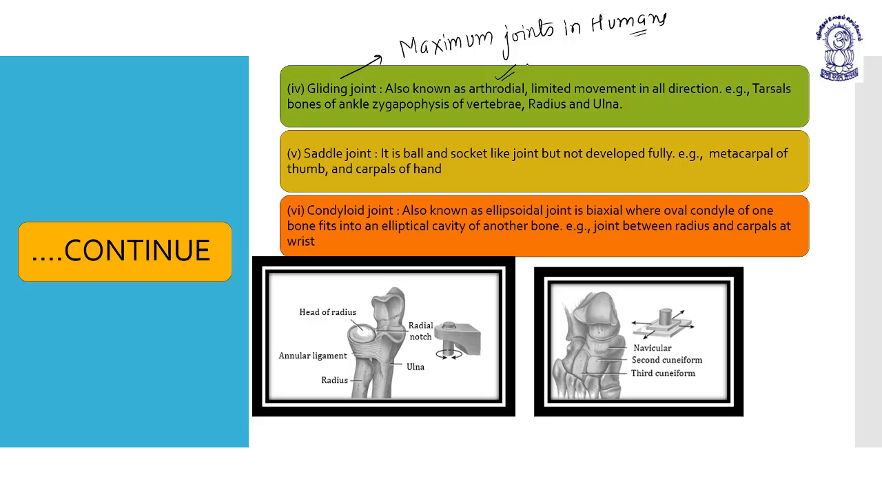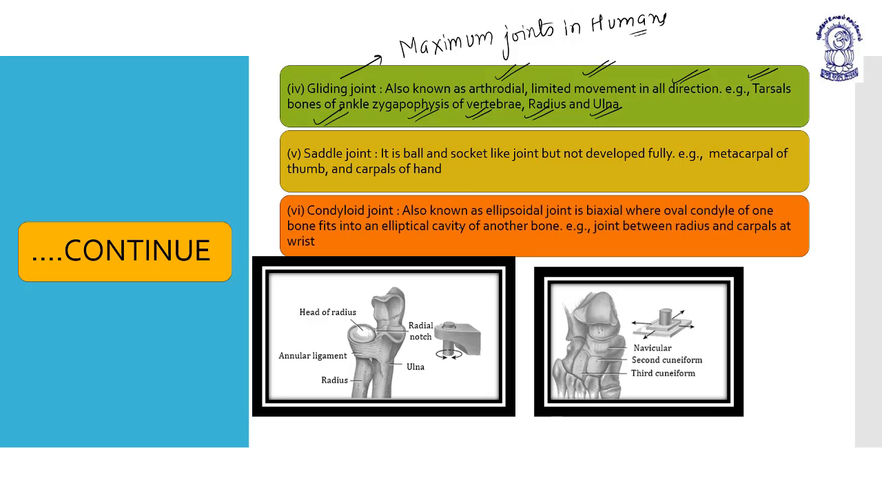Gliding joint, also known as orthoidal joint, provides limited movement in all directions. Examples: tarsals, bones of the ankle, zygapophysis of vertebrae, radius, and ulna.